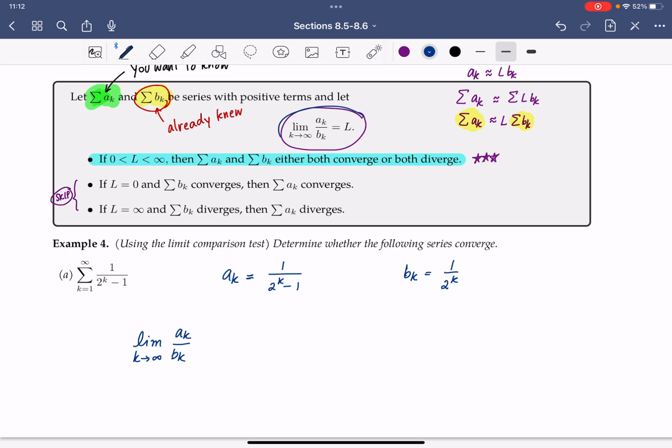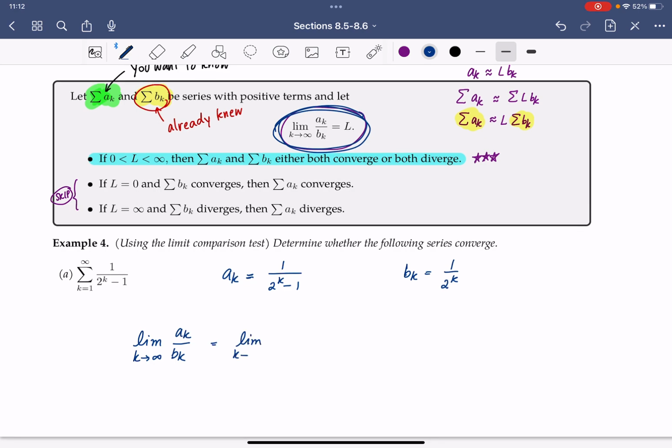Because the question says you should take the limit here, and if you get some number L, that means a_k and b_k are going to have the same pattern. So this one is going to be the limit as k goes to infinity of a_k, which is 1 over 2 to the k minus 1, over b_k, which is 1 over 2 to the k. Simplify it, so you're going to get the limit of 2 to the k over 2 to the k minus 1. And then simplify it one more time. So you're going to get the limit of 1 over 1 minus 1 over 2 to the k.